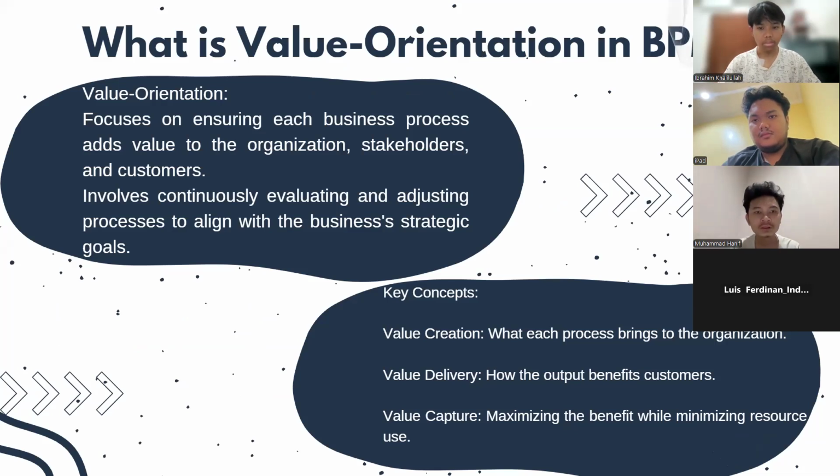And then, what is value orientation in business process management? Value orientation focuses on ensuring each business process adds value to the organization, stakeholders, and customers. It involves continuously evaluating and adjusting processes to align with the business's strategic goals. It has key concepts: value creation, what each process brings to the organization; then value delivery, how the output benefits customers; and lastly, value capture, maximizing the benefits while minimizing the resources used. That's all from me. Moving on to the next person.